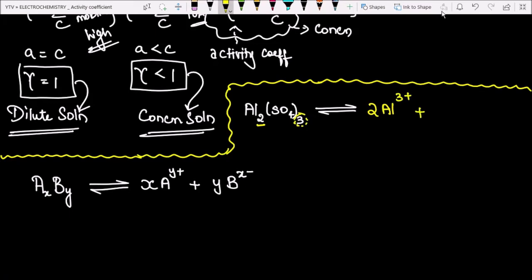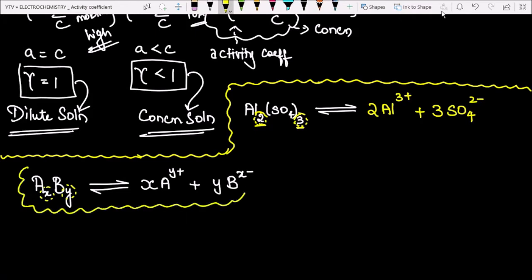Similarly, how many moles of SO4 are there? There are 3 moles of SO4, and the charge of one SO4 you will see over here is 2 minus. The same thing we have done. There are X moles of A, the charge of A is Y plus, since the first part is a cation. There are Y moles of B, the charge of B is X minus. Okay, so I have taken a salt and I have split it.